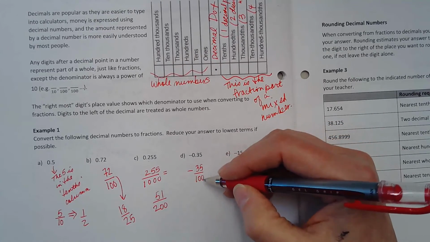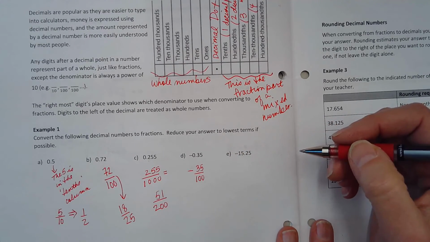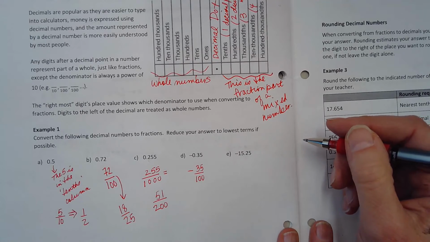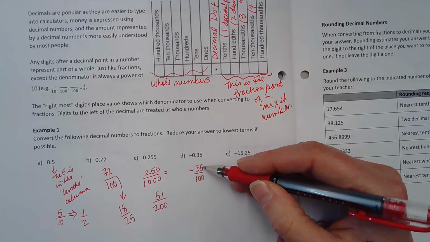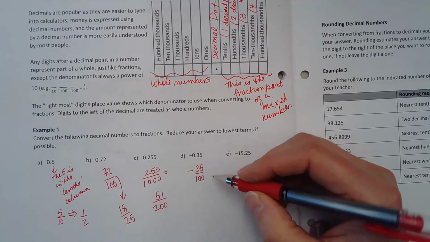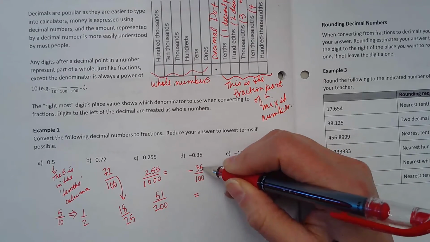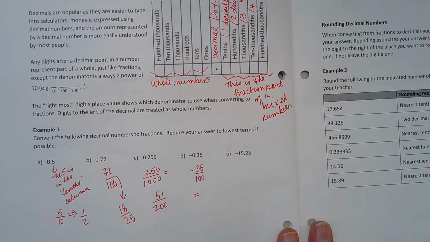Okay, 35 out of 100. Can it be reduced? Question number 1. Yeah. How do you know right away that it can be reduced? It ends in a 5 and 0, so you know that it can be reduced by 5s. Anything ending with a 5 or a 0 is divisible by 5.